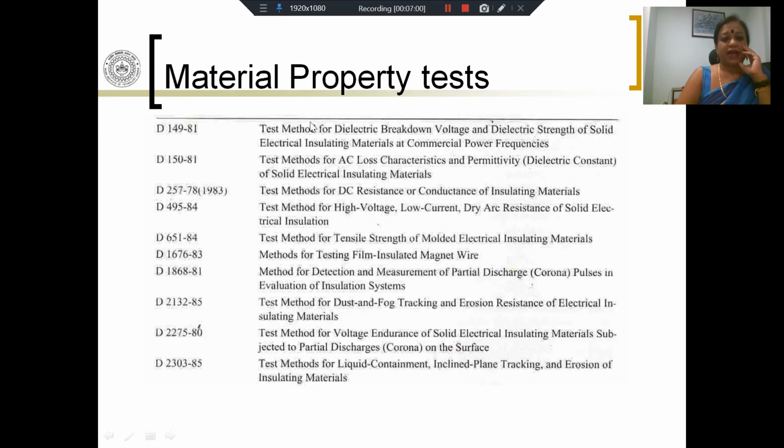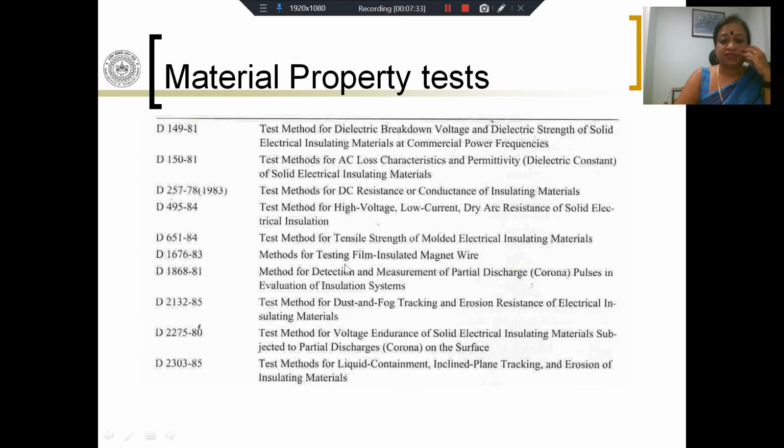Here are some examples of material property tests and the standards that are related to them. I'm not going to read out all of them. For example, D149, test method for dielectric breakdown voltage and dielectric strength of solid electrical insulating materials at commercial power frequencies. Then test methods for AC loss characteristics, for permittivity, test methods for conductance, test method for high voltage, low current, dry arc resistance, test method for tensile strength.